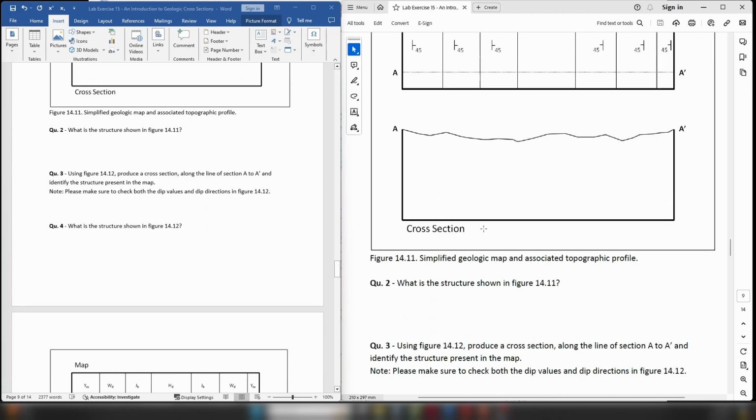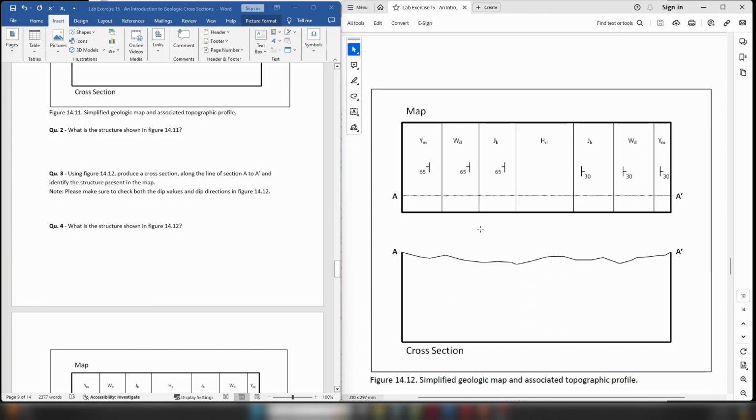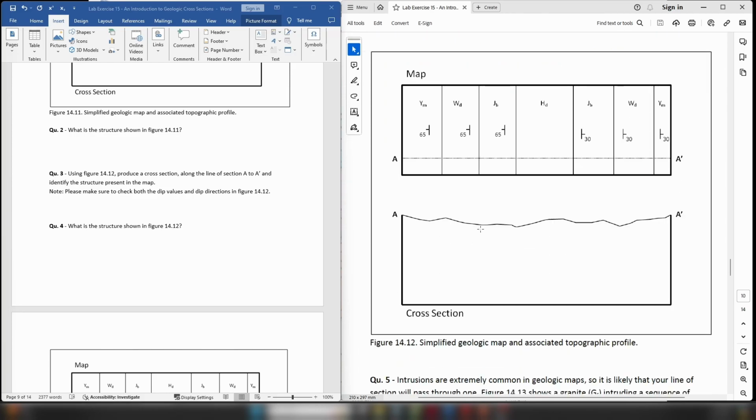Now, for question 3, you are going to be doing pretty much exactly the same thing. So we have another situation where we have repeating layers of rocks. We've got JB again, WD again, and YM again. Once again, this suggests we either have folding or faulting, causing these layers to reappear again and again.